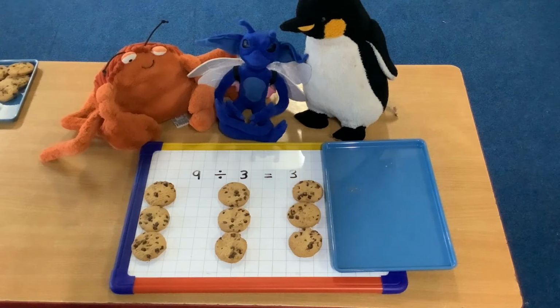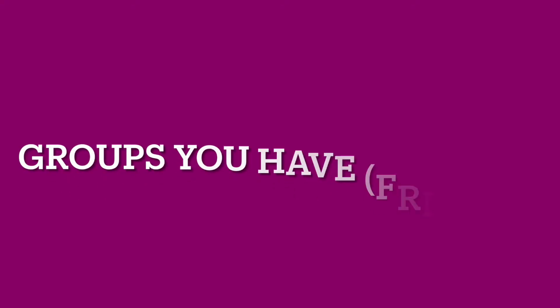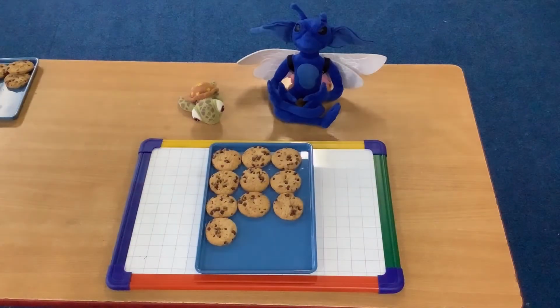Okay, I'm going to set you some questions now. See how you get on and see if you can write the number sentence. How would you share these cookies between Pippity and Quiet Turtle? So count how many cookies we have, and remember they need to have the exact same amount of cookies each. Pause the video and have a go at that for me.